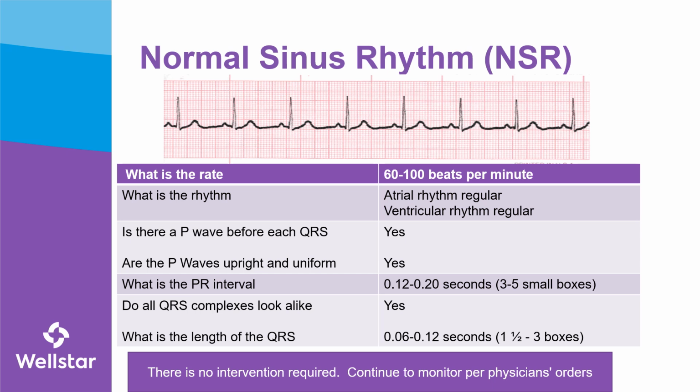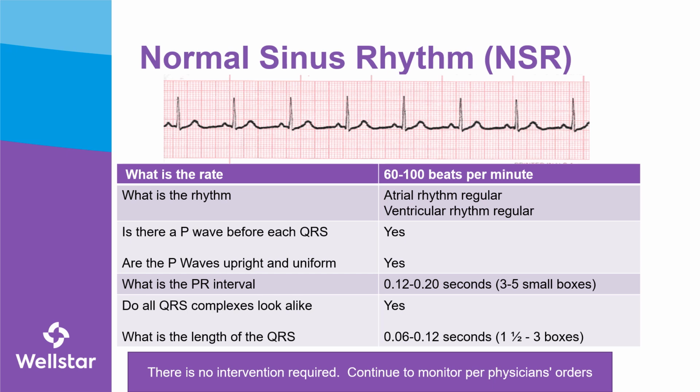And the PR interval appears to be normal. It's not prolonged. Is it between 0.12 and 0.2 seconds, or 3 to 5 small boxes? Yes. Do all QRS complexes look alike? Yes, they do. And what is the length of the QRS? It is normal. It is not wide or completely narrow. It is 0.06 to 0.12 seconds.